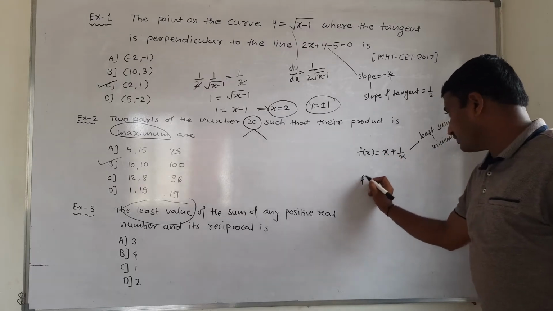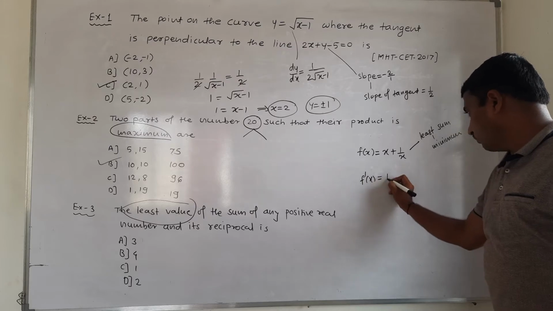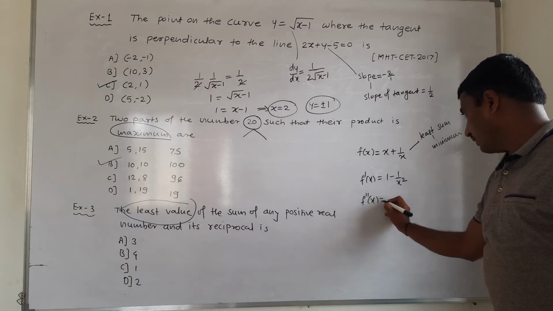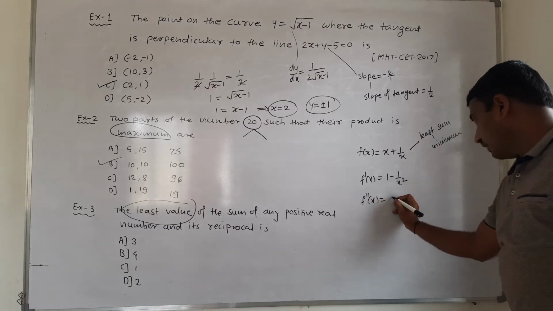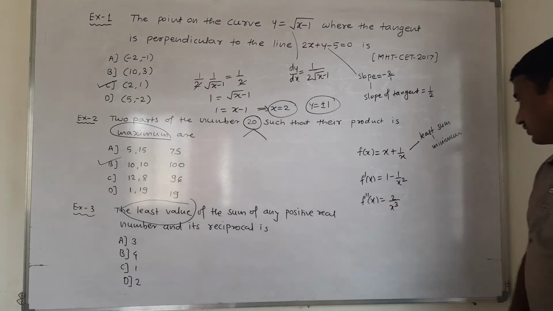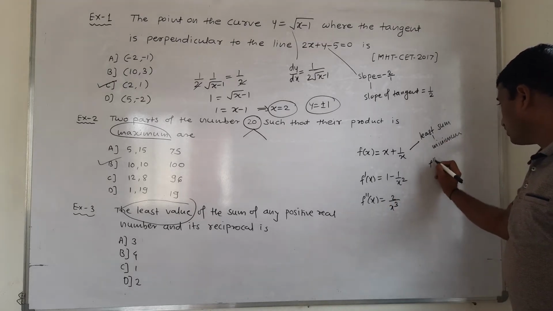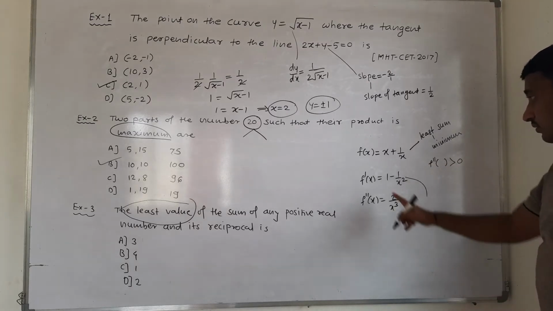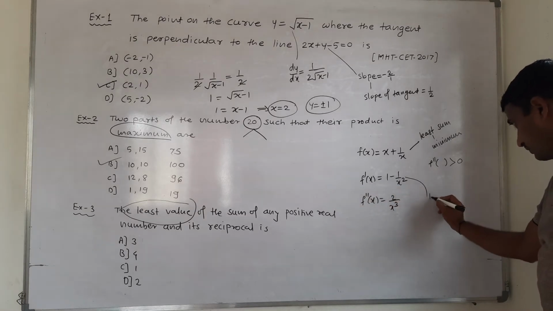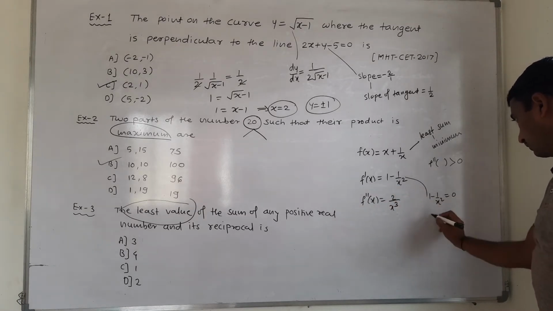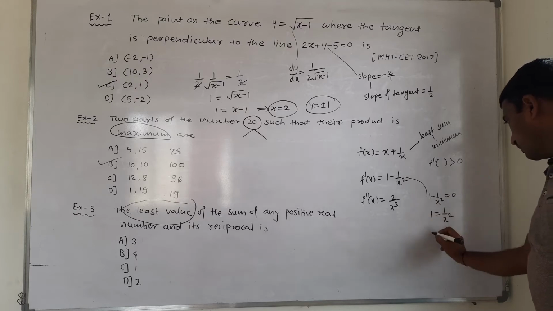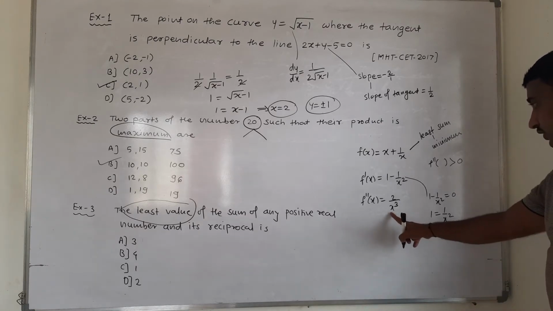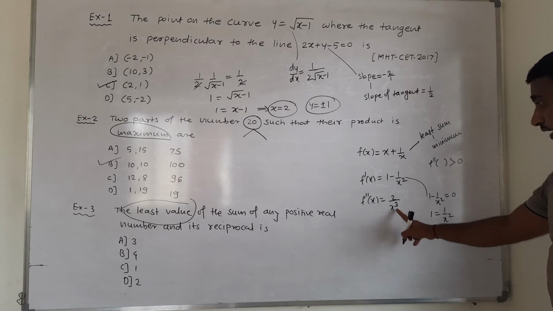Therefore derivative f dash x is equal to 1 minus 1 by x square, then f double dash x is 0 plus 2 by x cube, that is 2 upon x cube. For minimum, f double dash should be greater than 0. Now extreme points are from this, that is 1 minus 1 by x square is equal to 0, that is 1 is equal to 1 by x square. Therefore x equal to plus or minus 1. X equal to plus 1 is positive. X equal to minus 1 is negative.